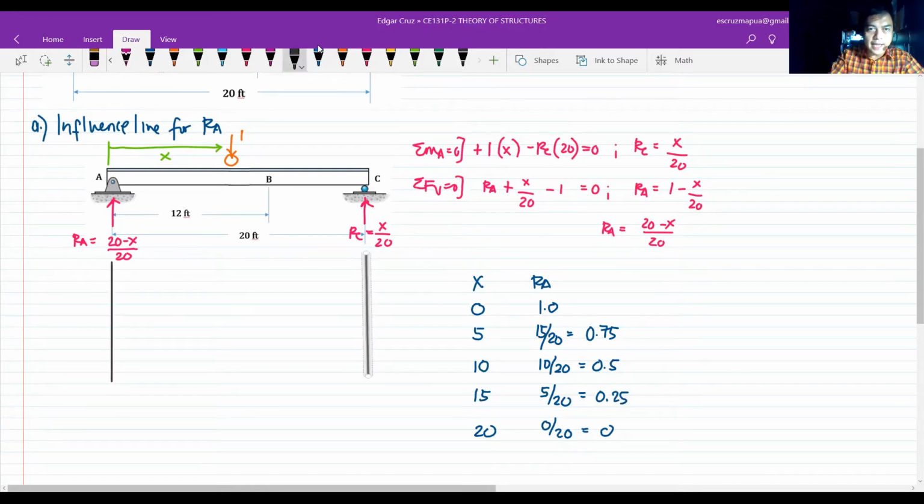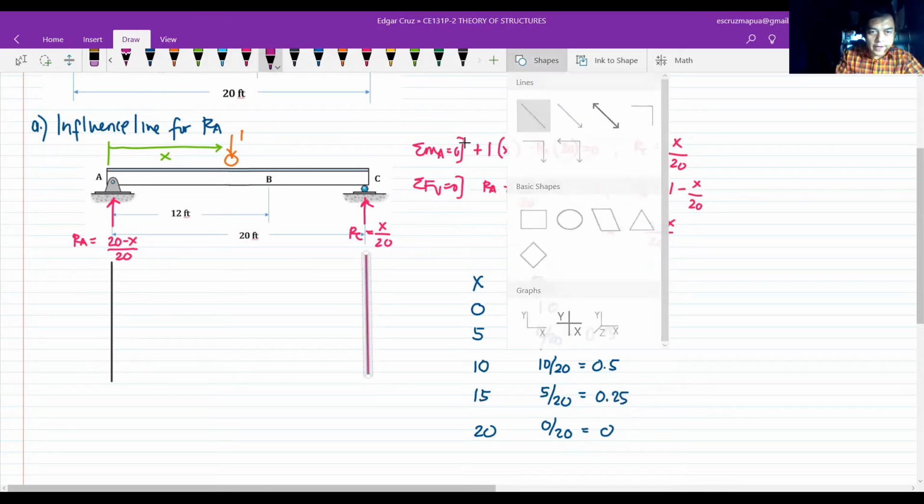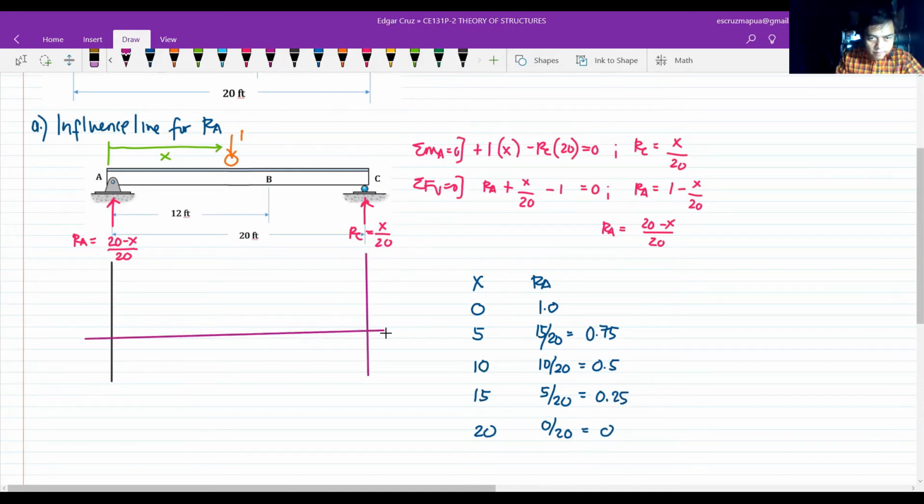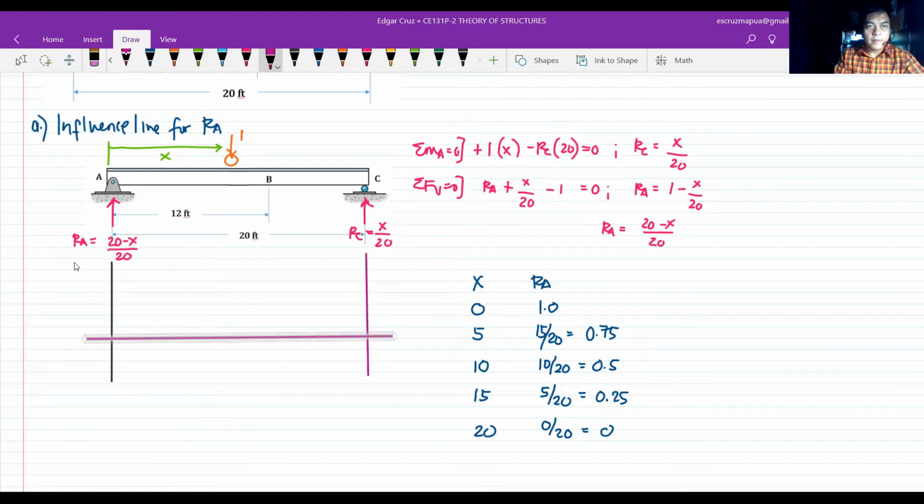So this would be the influence line for RA. At X equal to 0, that is at point A, it's 1. So let's say it is here. Then at X equals 5, 10, 15, let's say we divide it into 4. So this is 1.